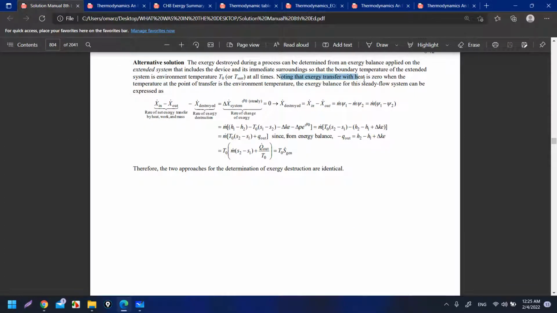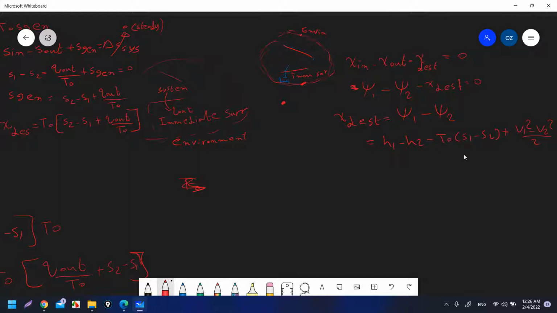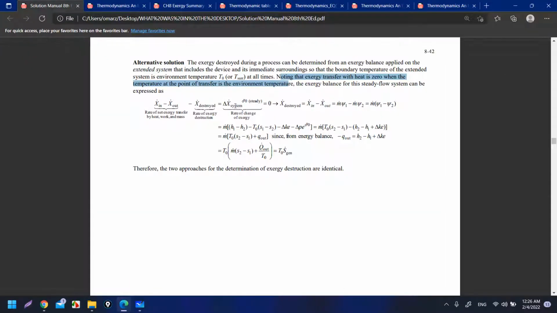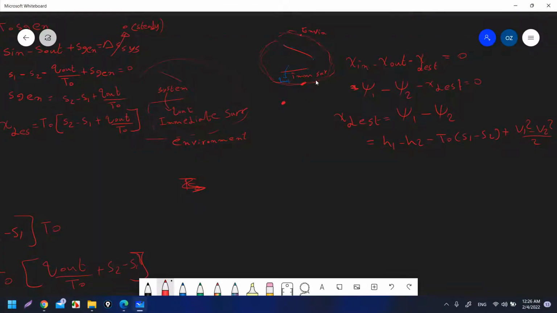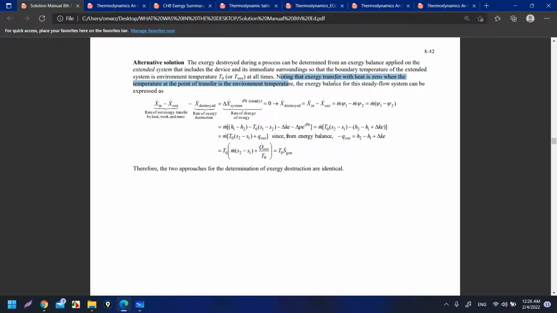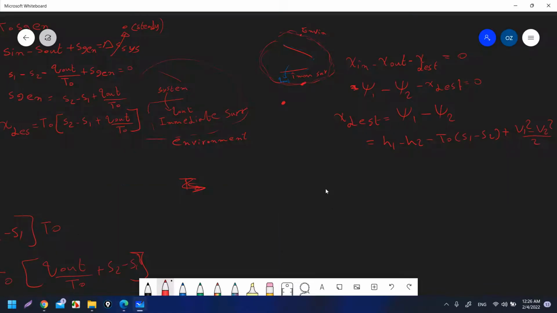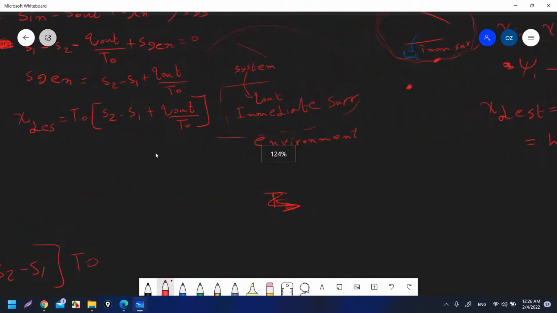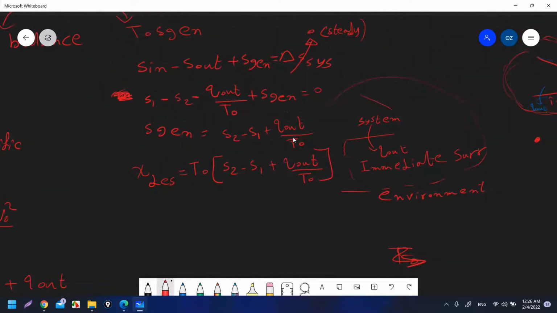Noting that Exergy transfer with heat is 0 when the temperature at the point of transfer is environment temperature. That is why he didn't put Q here, because already it is inside the system, and because there will be no heat transfer. If the temperature of the surrounding here is 25 and here it is 25, there will be no temperature difference. Heat moves from high temperature to the low temperature. Okay, so that is the other way. But let's stick to our usual way by using this equation.